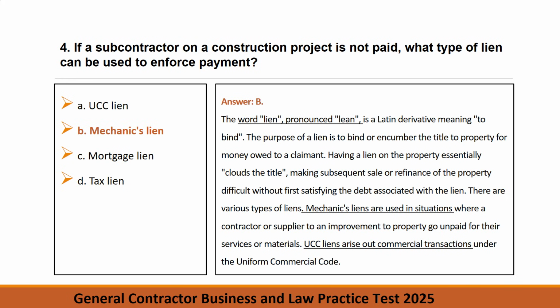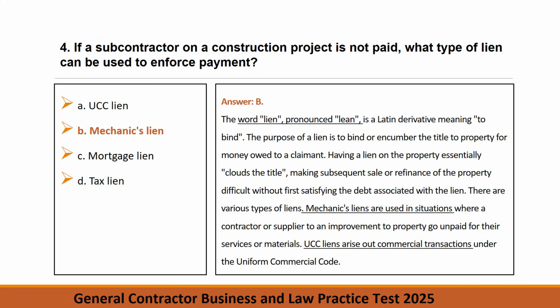Answer, B. The word lien, pronounced lien, is a Latin derivative meaning to bind. The purpose of a lien is to bind or encumber the title to property for money owed to a claimant. Having a lien on the property essentially clouds the title, making subsequent sale or refinance of the property difficult without first satisfying the debt associated with the lien.